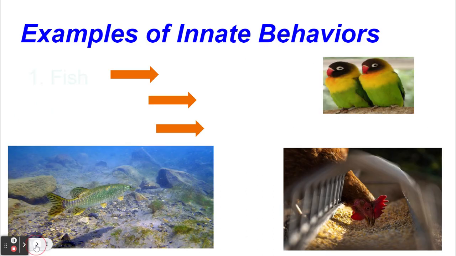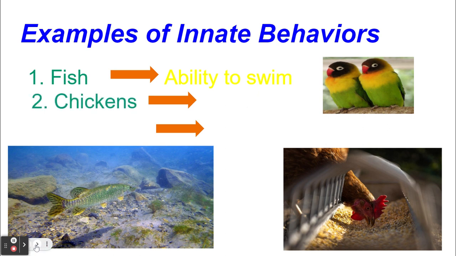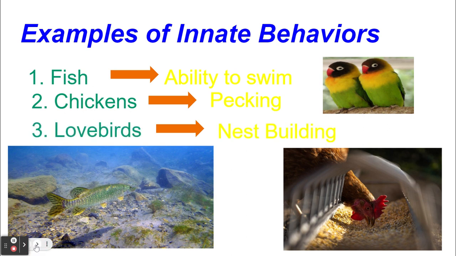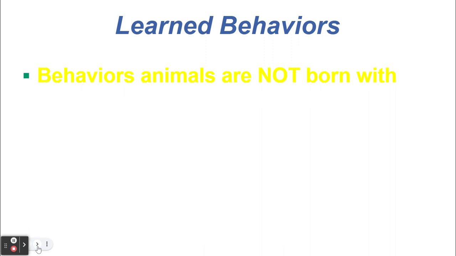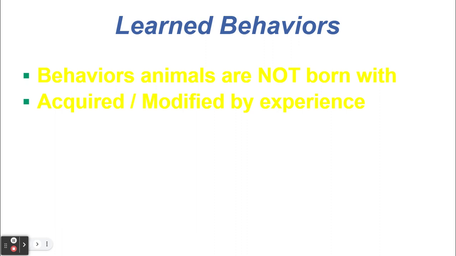Examples of innate behavior: fish, the ability to swim; chickens, pecking, so the ability to eat; lovebirds, nesting, or nest building. Learned behaviors are behaviors animals are not born with. They are acquired or modified by experience.